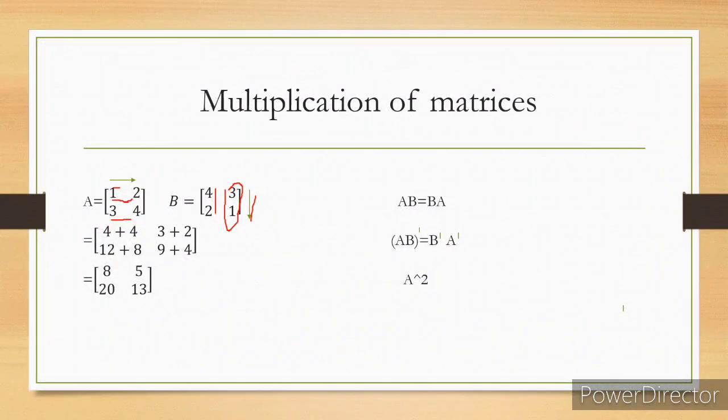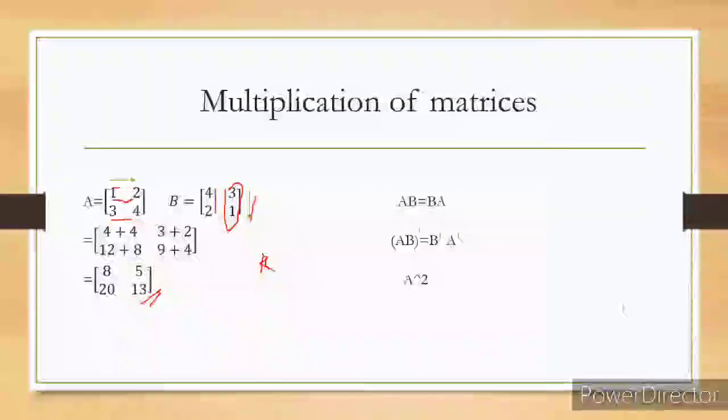Here they can ask you whether AB equals BA, or AB transpose equals B transpose A transpose, or A square. To prove that AB equals BA, AB is simple multiplication, just multiply as it is, and this answer you'll get. Then multiply B into A, meaning consider first 4 2 3 4, 3 2 1, then consider 1 2 3 4, and multiply it as BA.